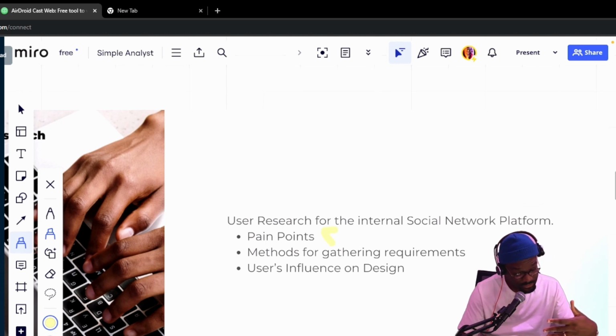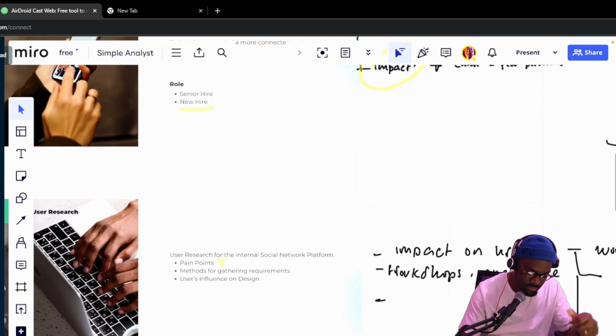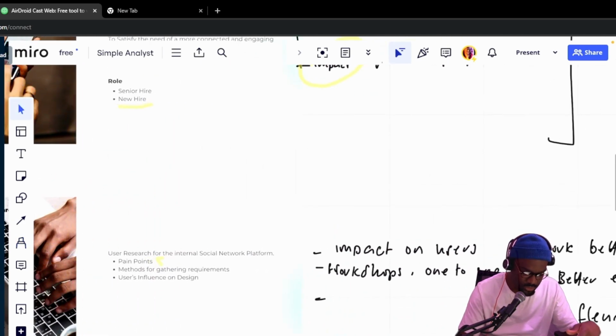The other aspect of things is the method of gathering this information. So I'm thinking about workshops, I'm thinking about one-to-one. I'm just trying to understand exactly how to go about getting this information.